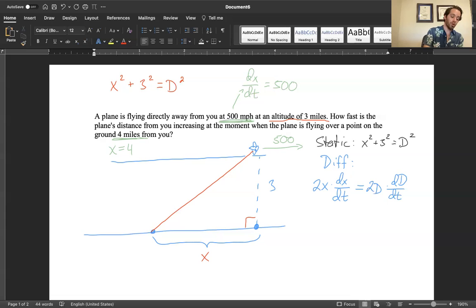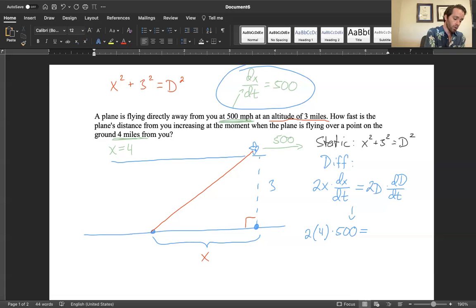Okay, so what do we know here? We know that x equals 4, so we can swap this out for 2 times 4 times dx/dt. We already figured out that the information in the problem indicates that's 500. So 2 times 4 times 500 equals 2 times D times dD/dt. Now we're looking for this, right? But oh crap, we don't have what D is, except that remember, when you get frozen later in the problem like this, and there's something from the static relationship you didn't know, you can plug the static information back in and find out what it was.